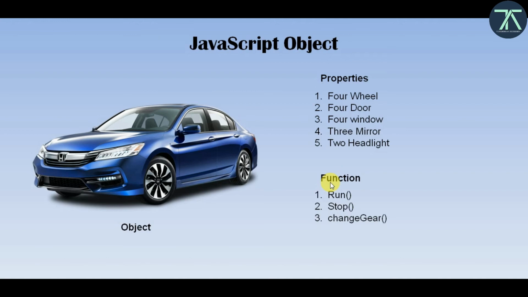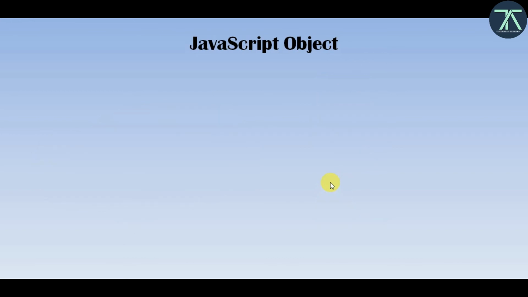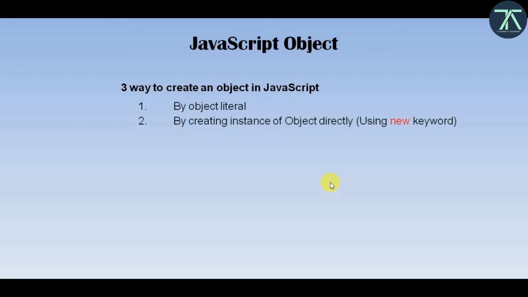So this will be more clear when you implement or create some object in your code. There are basically 3 ways to create an object in JavaScript. The first way is by object literal. The second way is by creating an instance of an object directly by using the new keyword, and the third one is by an object constructor, that is also using the new keyword. So we'll see these 3 ways in our code one by one. So let's start with object literal.